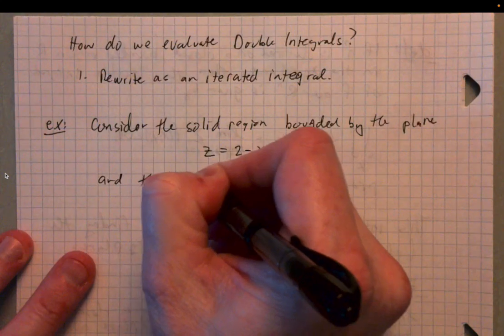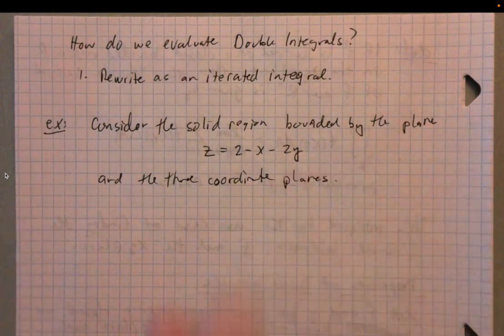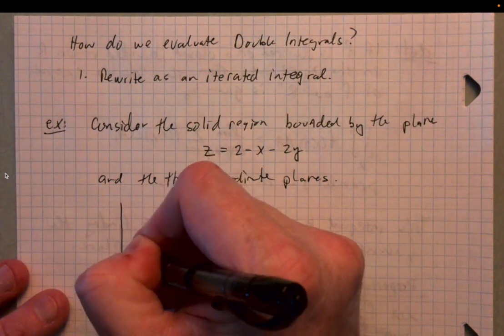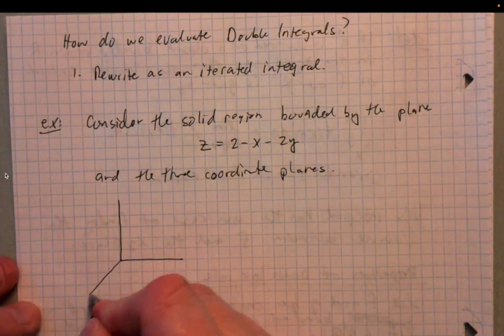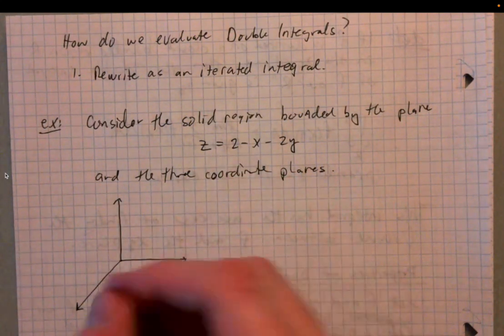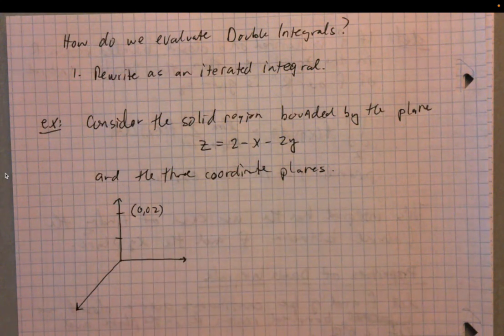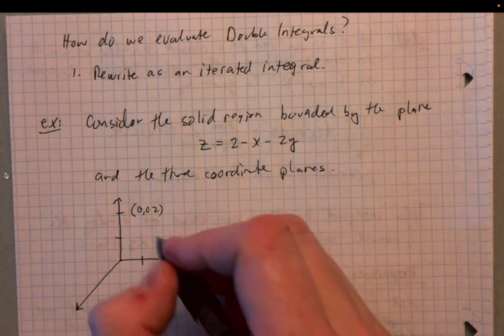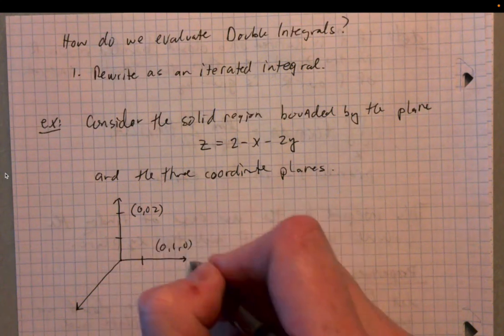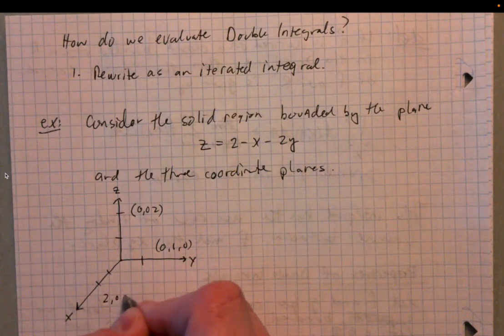And the three coordinate planes. Okay, so this is the setup. Let me draw a picture of what this looks like. This is a relatively easy example to think through. Up here we're going to have the point 0, 0, 2 on the z-axis. Over here we're going to have the point 0, 1, 0 on the y-axis. And then on the x-axis we're going to have this point 2, 0, 0.